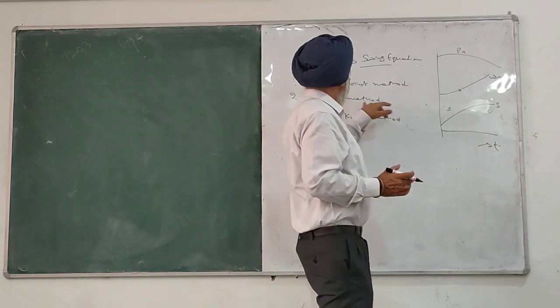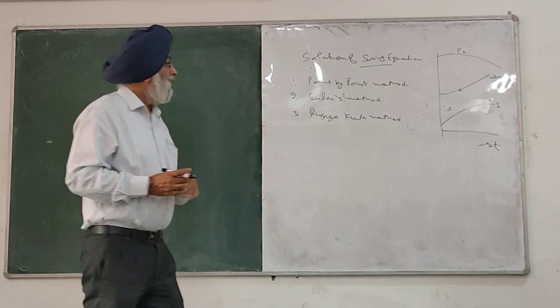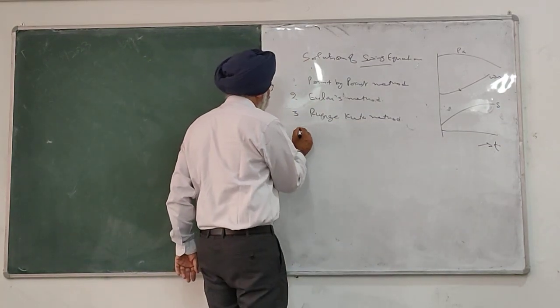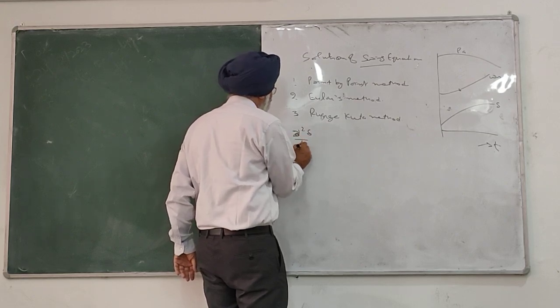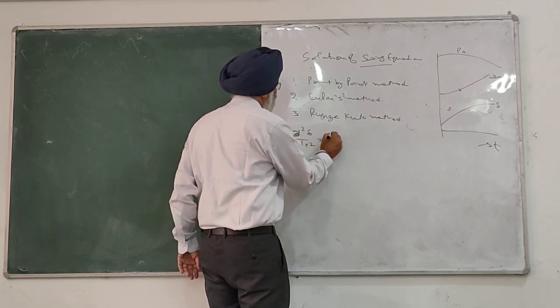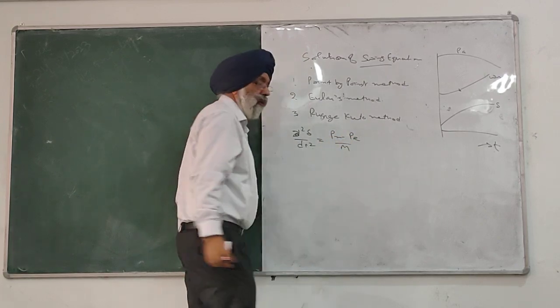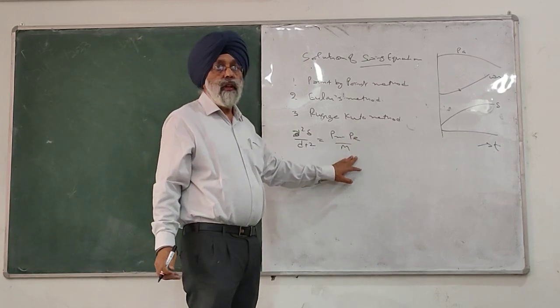In case of Euler's method, we have the swing equation, which is given by d square delta by dt square equals Pm minus Pe divided by M. So it is a second order equation.